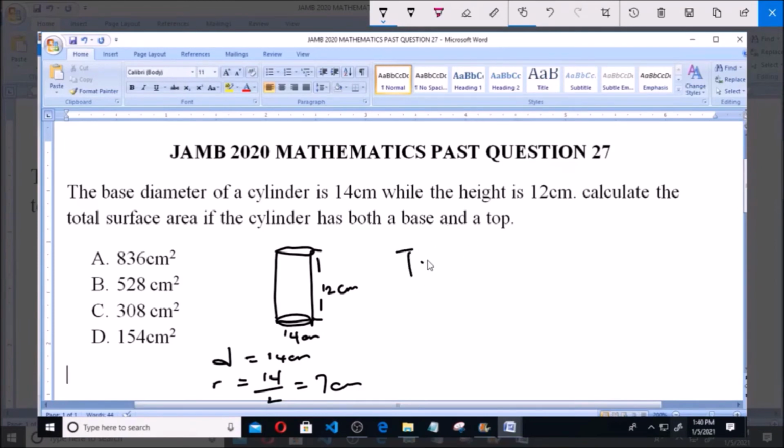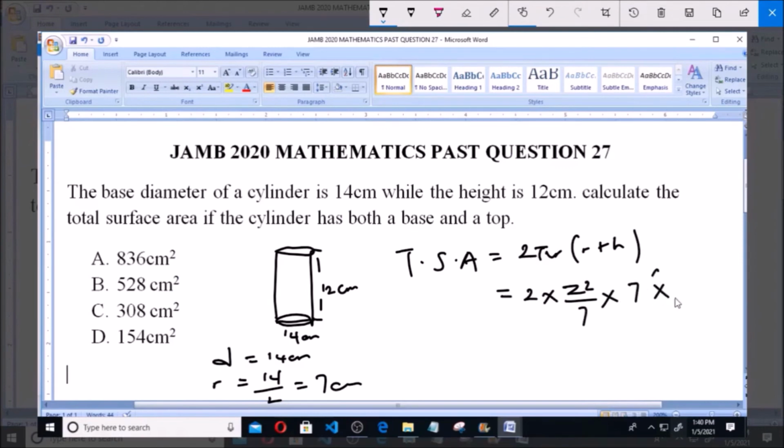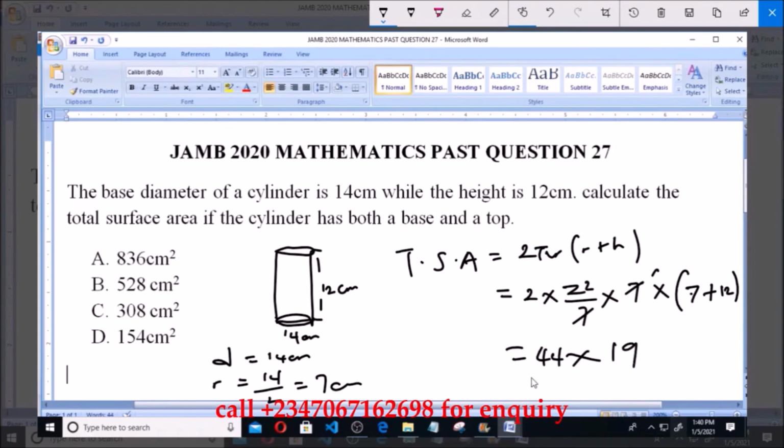Now, the formula for calculating the total surface area of a cylinder is given as 2πr(r + h), that's the area of the top and bottom circle plus the curved surface area. Now, this is equal to 2 multiplied by 22 over 7 times 7, which is the radius, multiplied by 7 plus 12. Now 7 will cancel 7. 2 times 22 will give us 44, multiplied by 7 plus 12, which will give us 19. Now 44 multiplied by 19 is equal to 836 centimeters square. So the total surface area of this cylinder is 836 centimeters square, which is option A.